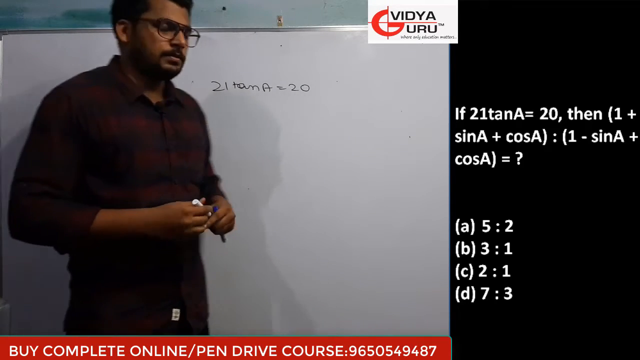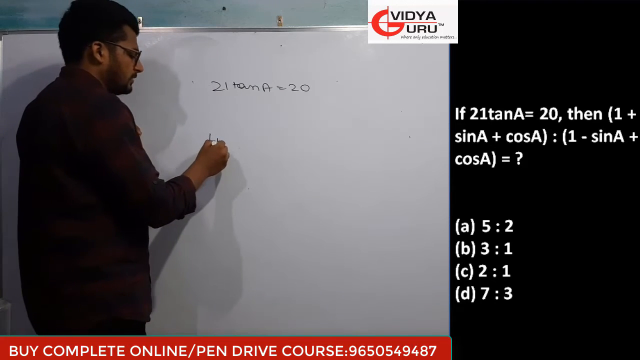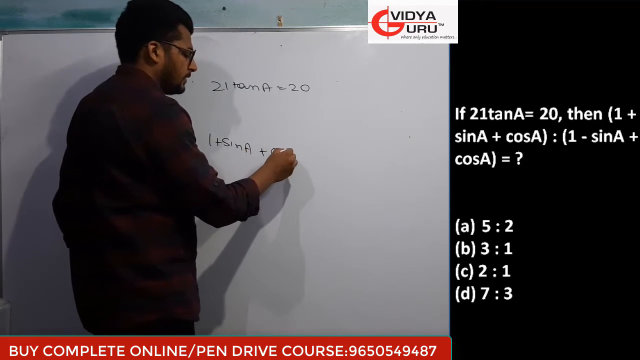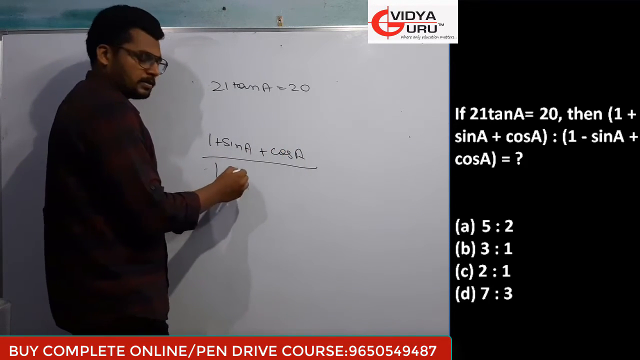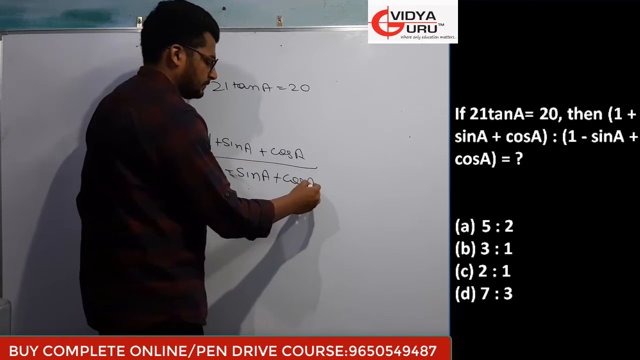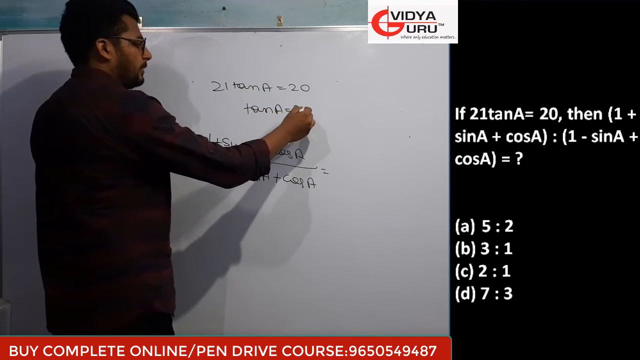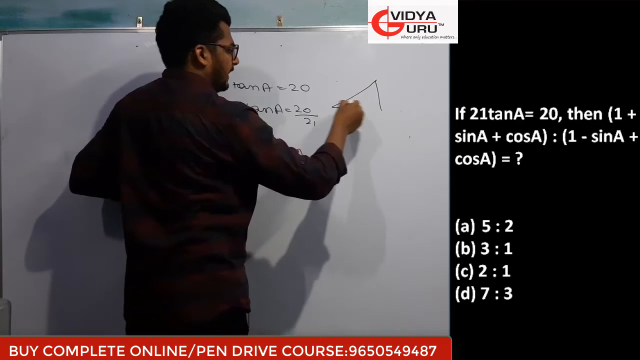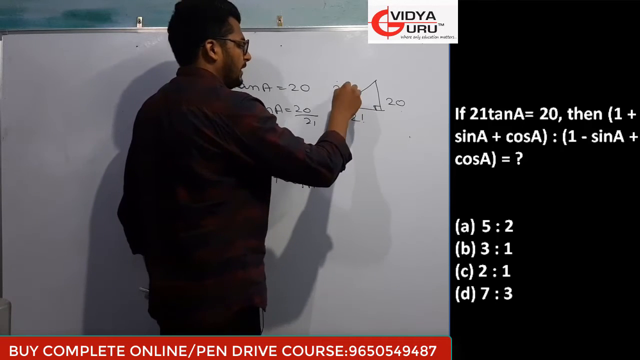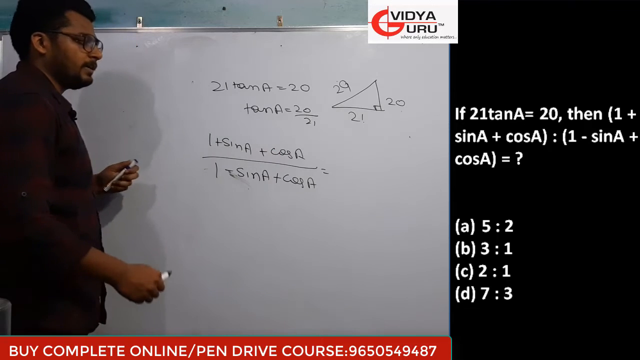Coming on to our next question. Tan A is given equal to 20 upon 21, and the question is asking the value of (1 plus sin A plus cos A) upon (1 minus sin A plus cos A). The question is asking the value of this. From here I can write tan A is equal to 20 upon 21. If I form a triangle, tan A is perpendicular upon base, this will be equal to 20 upon 21, and there is a triplet of 20, 21 and 29. 20, 21 and 29 form a triplet.